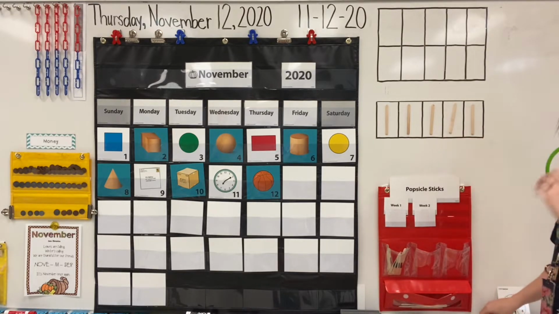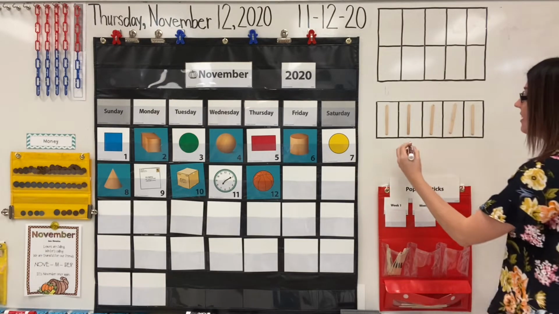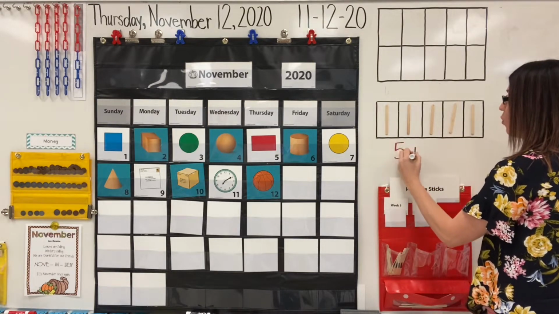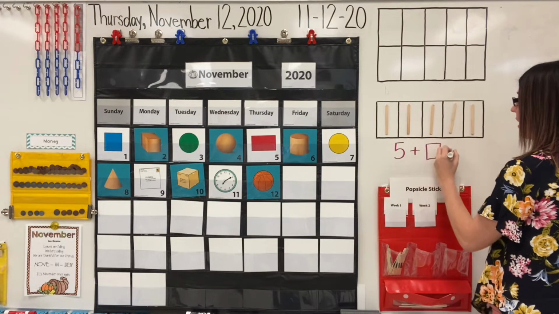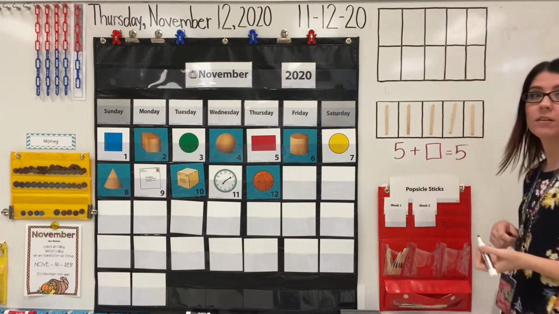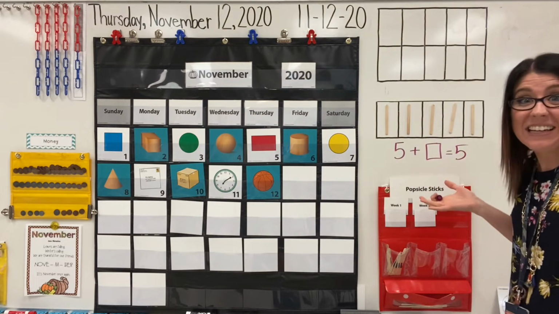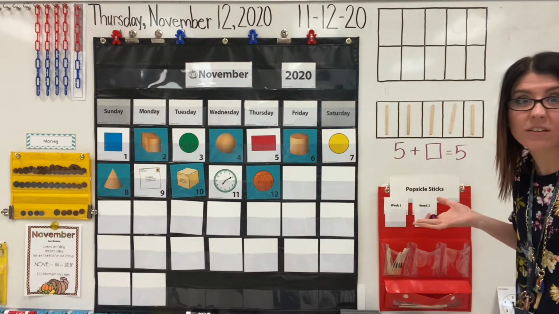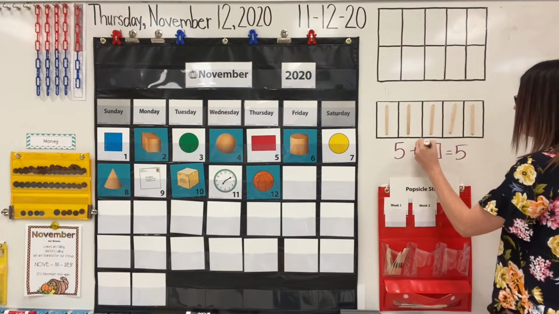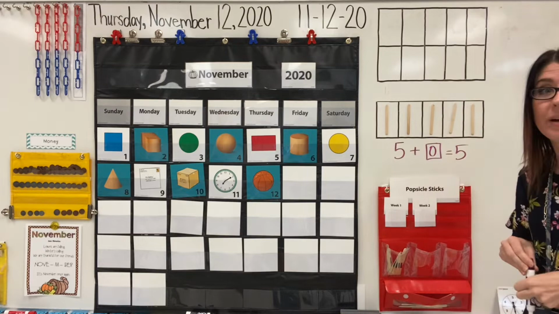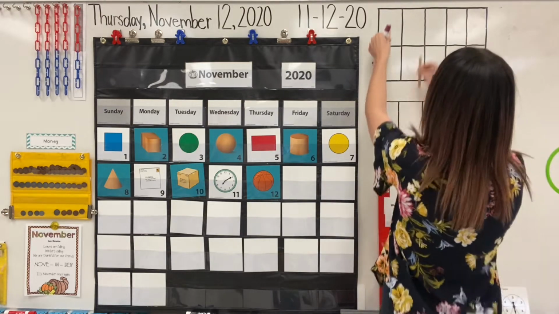Is it full? Yes, it is full. So what do we need to add to 5 to make it 5? We don't need to add anything. What number means nothing? 0, so 5 and 0 are 5 buddies. Now let's move them up to the 10 frame.